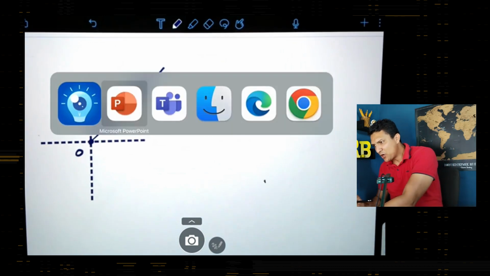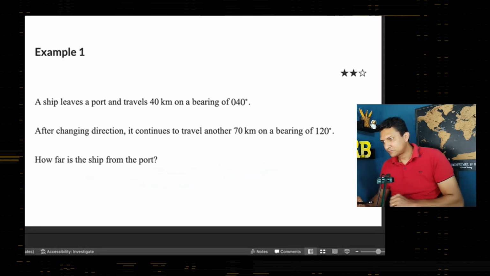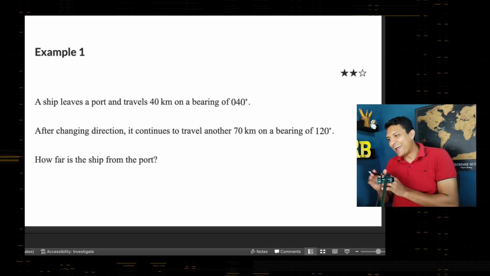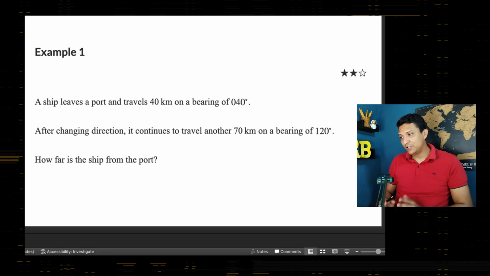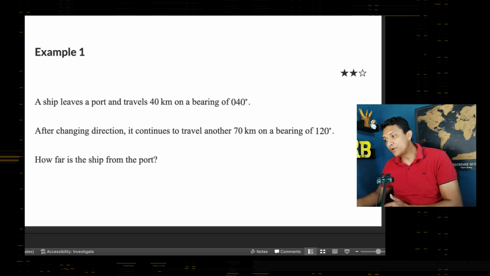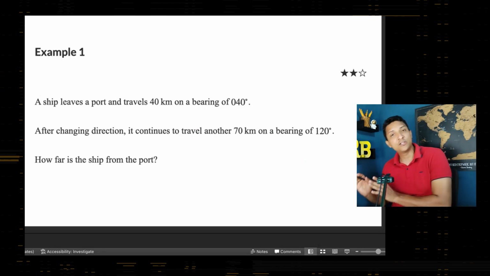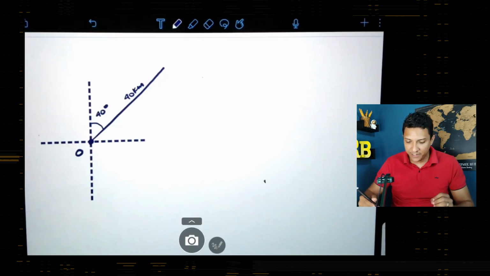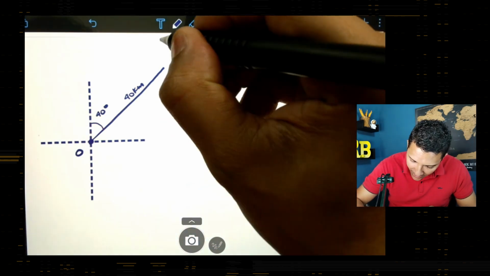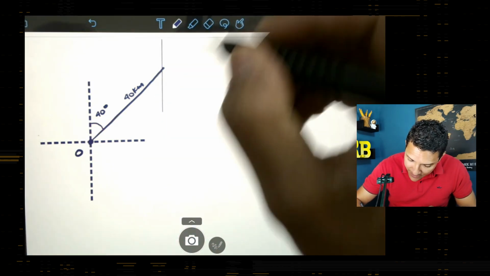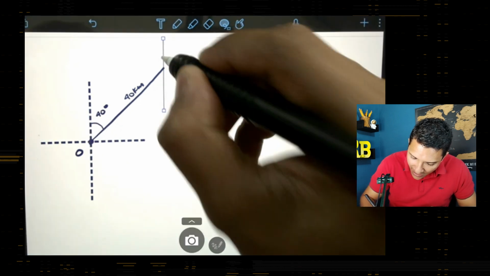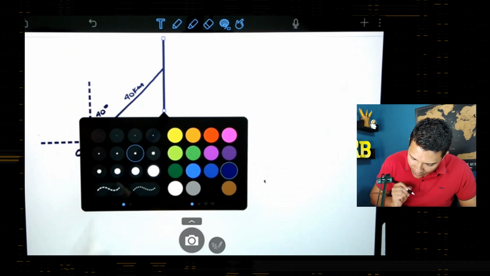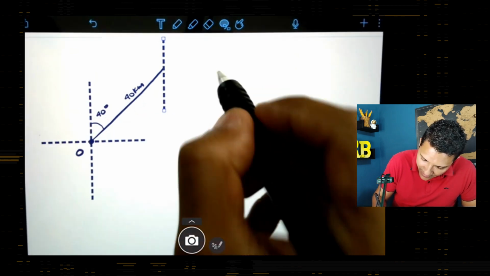Now, notice that if we go back to the statement, it says that after it arrives at that place, after changing direction, it continues to travel 70 kilometers on a bearing of 120 degrees. And notice that again, they are mentioning the word bearing. So that means that I need to construct a coordinate grid. Every time they mention the word bearing, I'm going to construct a coordinate grid. Okay? So here I have my second coordinate grid.